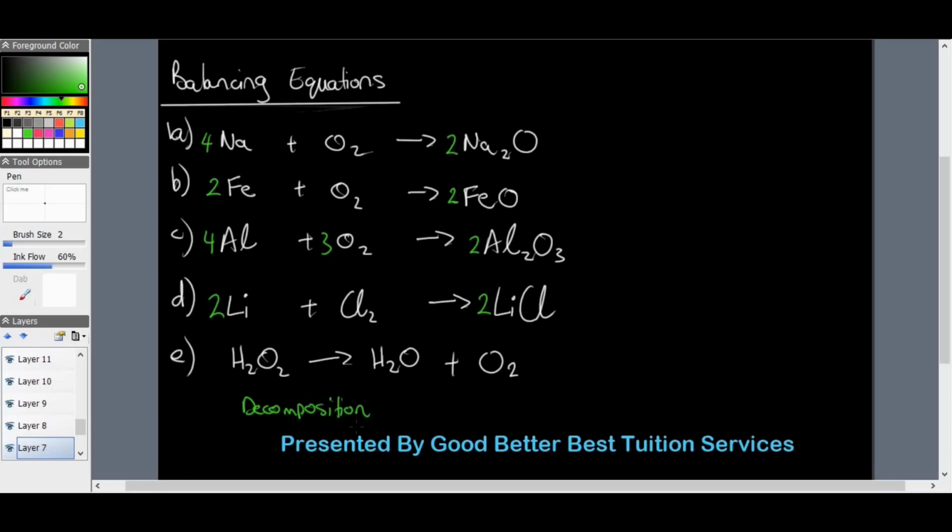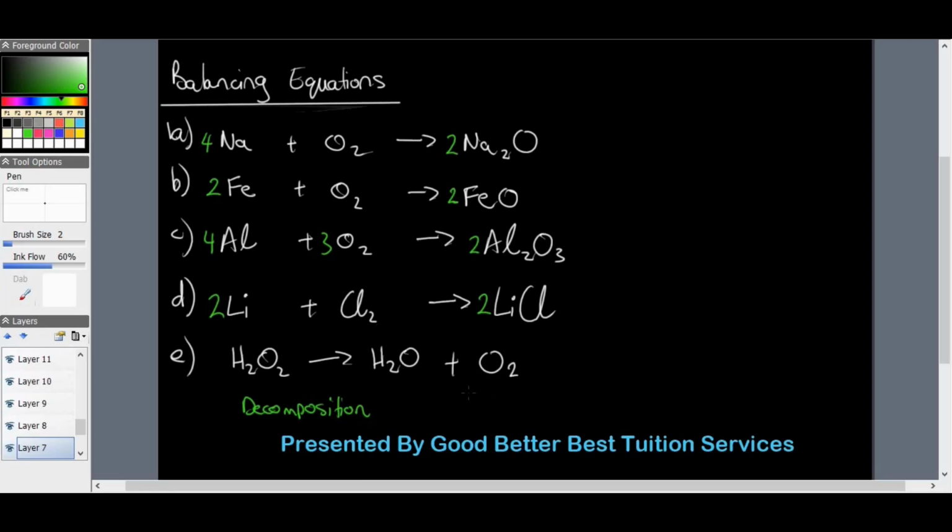That being said, on the left hand side, we have H2O2. On the right hand side, we have H2O plus O2. But what I can see is that my hydrogens are already balanced. I have 2 hydrogens on the left, and 2 on the right. But I have 2 oxygens on the left and 3 oxygens on the right. 1 oxygen is from H2O and 1 is from O2. Okay, nothing to panic about.